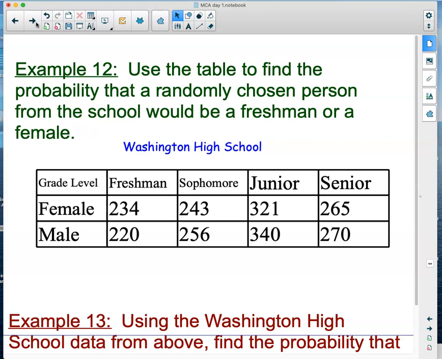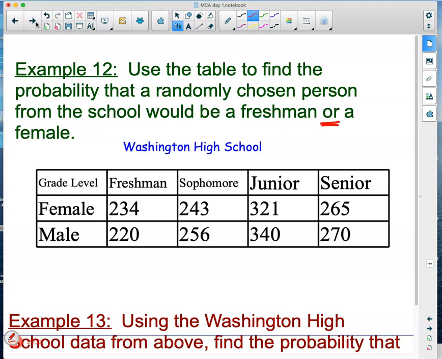And next up, we're talking about some nice table probabilities. It says use the table to find the probability that a randomly chosen person from the school would be a freshman or a female. Now, here is the key word in this problem.